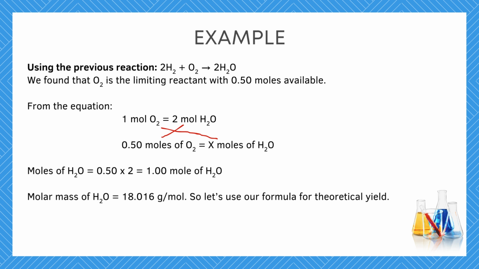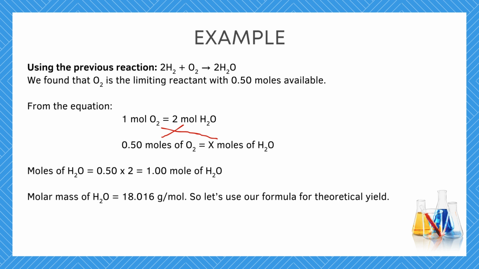And we've determined the limiting reactant to be O2, or oxygen. Now, here is the equation. We found out that O2, or oxygen, is the limiting reactant with 0.5 moles available. So from the equation, we're using oxygen now because it is the limiting reactant that determines how much product can be formed. 1 mole of oxygen produces 2 moles of H2O, or water.